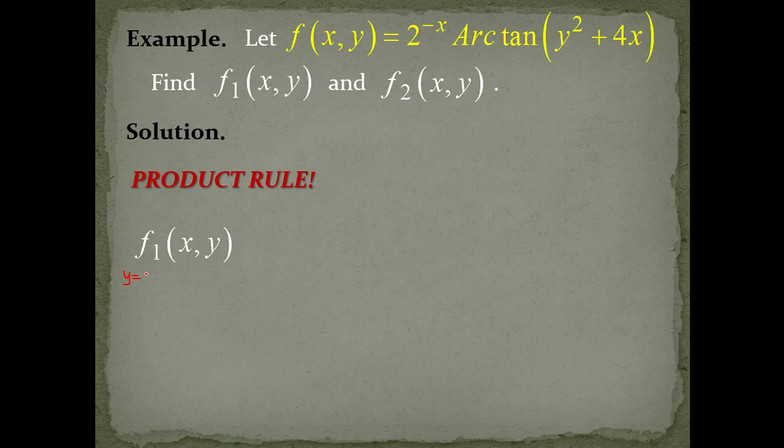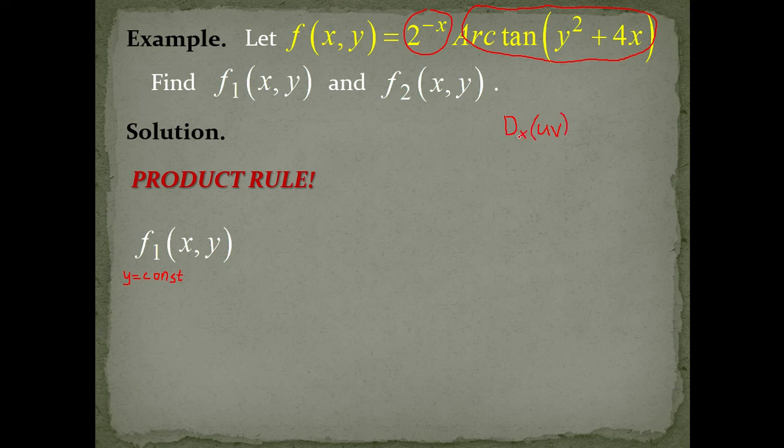Okay, so we have to treat y as constant. If you look at the given function, it is a product, right? We have here 2 to the x multiplied by arc tangent of y squared plus 4x. So it is in the form of u times v, right? And if you can still remember in our previous topics, we have the derivative of u and v with respect to x.